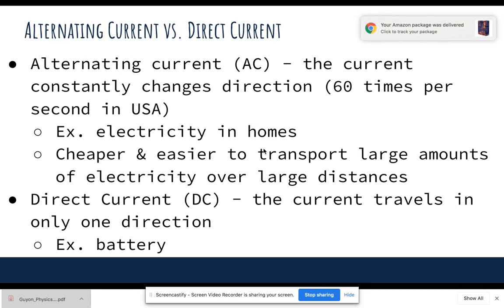It says alternating current, or AC, is the current constantly changes direction 60 times per second. Example is electricity in our homes. It's cheaper and easier to transport large amounts of electricity over large distances. Direct current is the current travels in only one direction. An example of this would be from a battery.